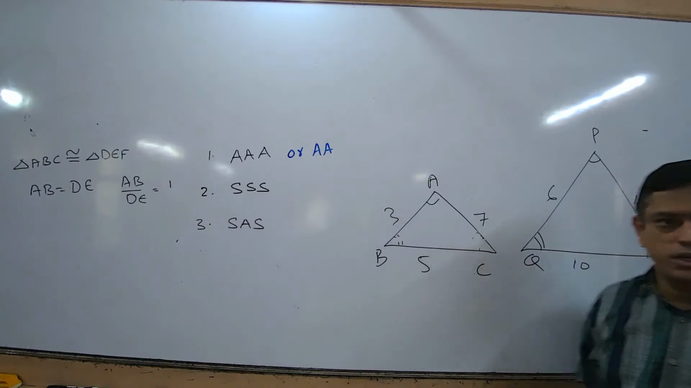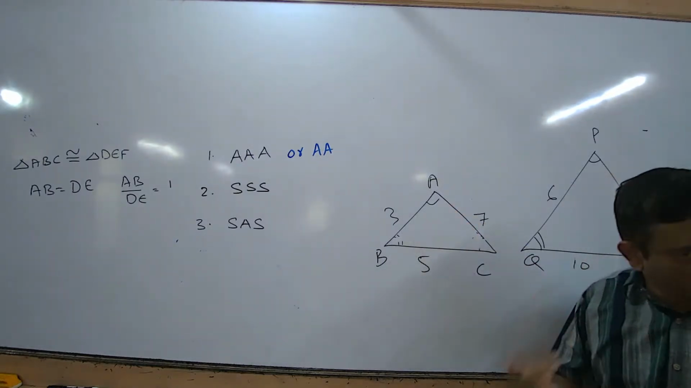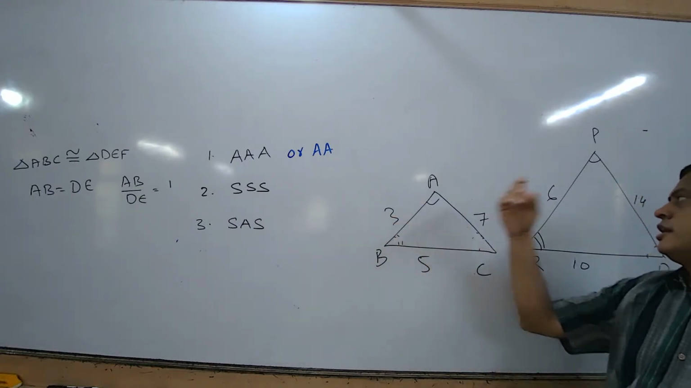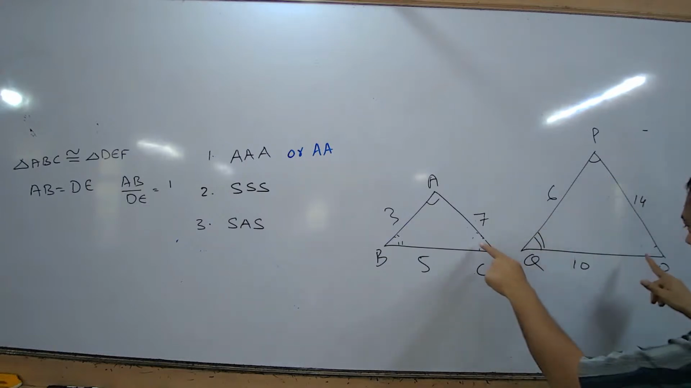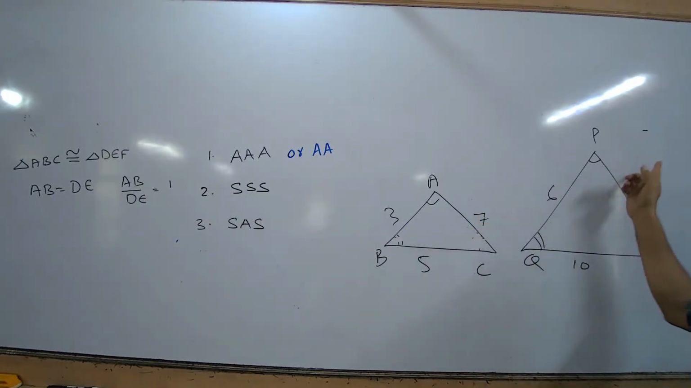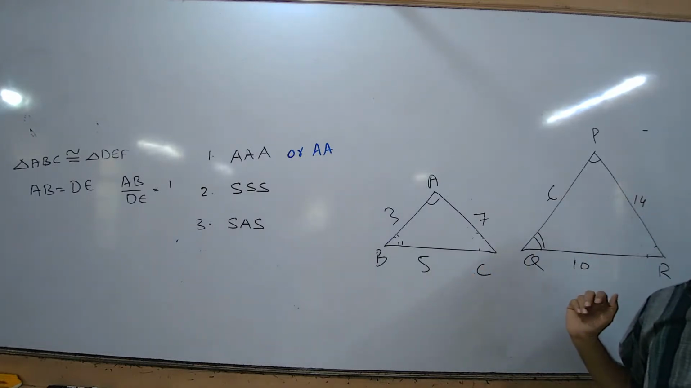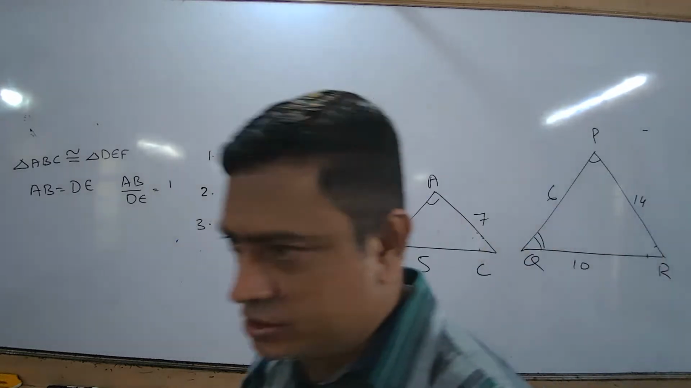Or if I tell it the other way, listen here. I can say angle A is equal to angle P first, then the sides are AB upon PQ is equal to AC upon PR. If I say angle C and angle R are equal, then to apply it, AC upon PR is equal to BC upon QR. Have you followed?